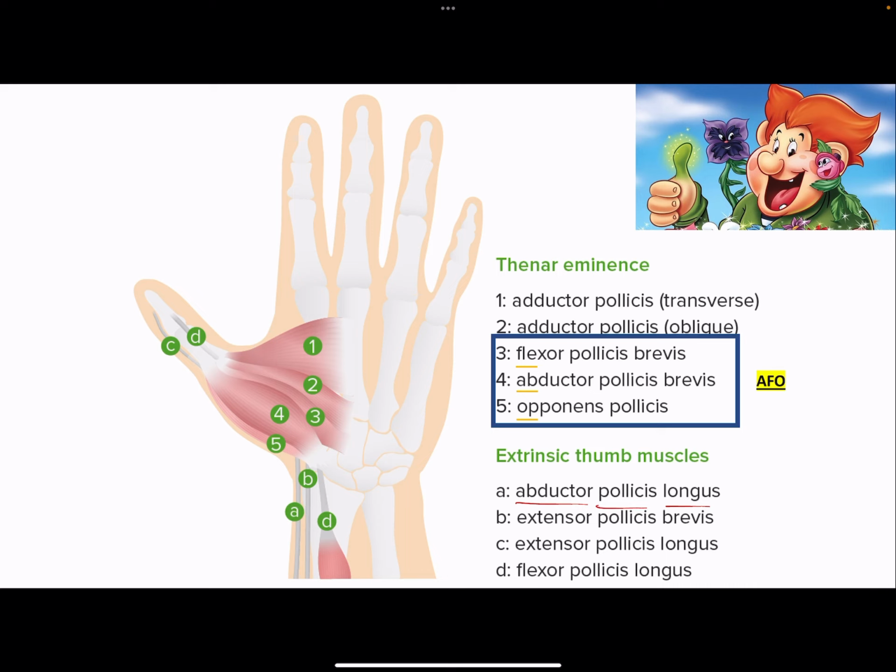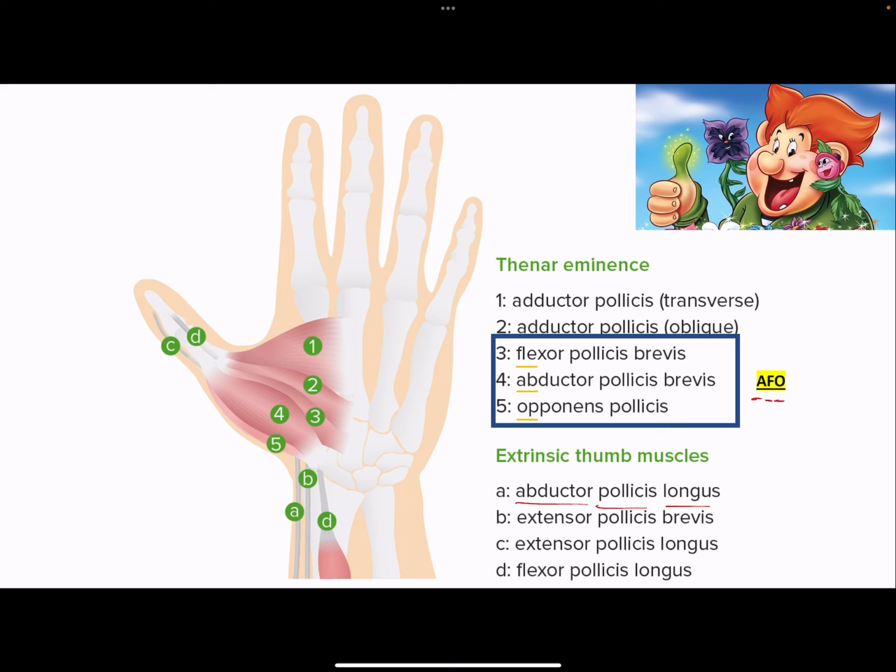So the thenar eminence, this is like a super nerdy debate coming up. It's kind of like, is Pluto a planet or not? But the adductors, some people consider them part of the thenar eminence, and then some people don't. I think for your NBME, you probably should not consider them part of the thenar eminence, but I'm not really sure. So as far as I'm concerned, the thenar muscle groups and the hypothenar groups as well are always going to abduct, flex, and oppose specifically.